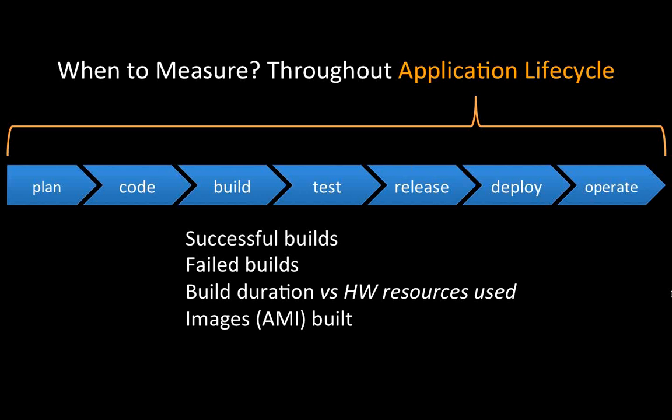It's not enough to measure the build duration if all of a sudden you double or tenfold the number of virtual machines doing the build, for example. So one nice indicator would be the build duration as a function of hardware resources used. And ultimately, your build system is producing, for example, images, which may be Amazon AMIs for EC2. So what is the number of images that you have built over time?